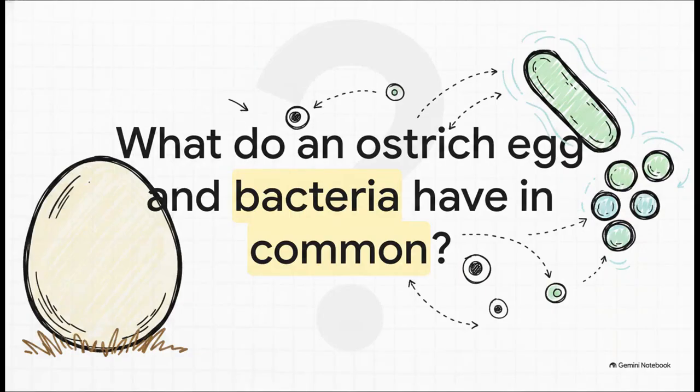So, what do a giant ostrich egg and the microscopic bacteria currently chilling on your hands have in common? Seriously, take a second and think about it. What could an ostrich egg, something you literally need two hands to hold, possibly share with invisible bacteria?